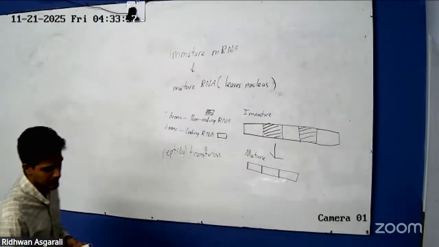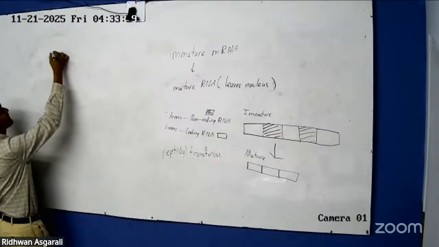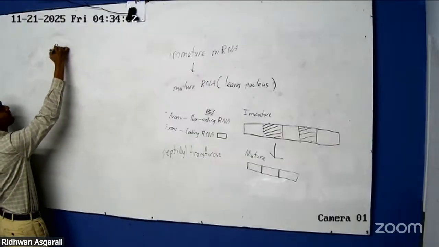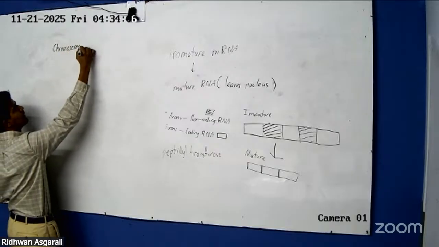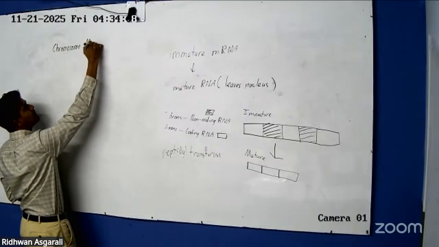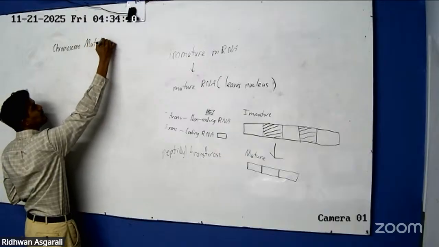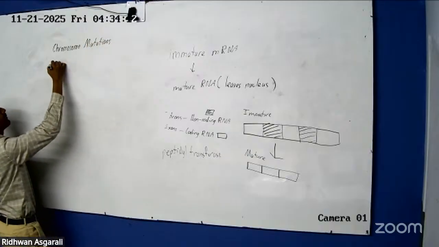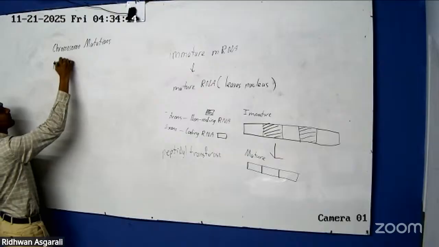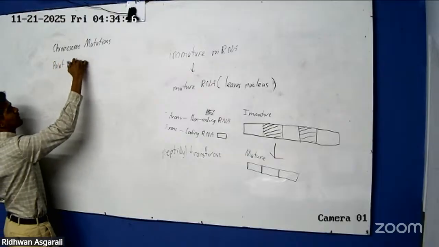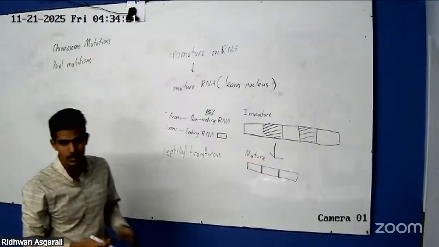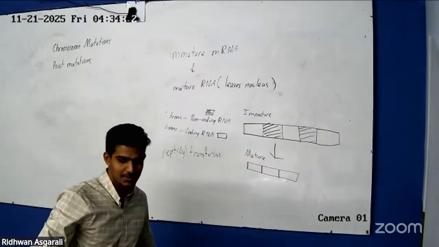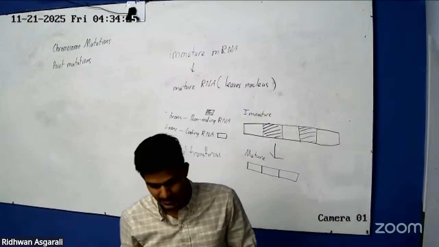So we could have two types of mutation. We could have chromosome mutations, or we could have point mutations. One mutation is a random change in any DNA sequence.